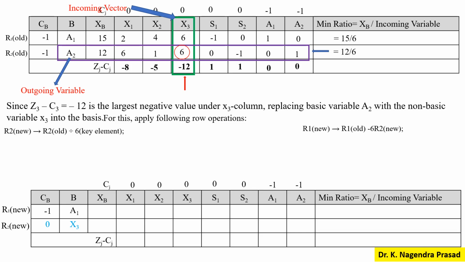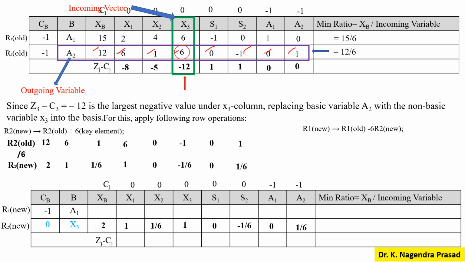So here the motivation is: A2 is leaving the basis and A2 coefficients are 0 and 1. Similarly, the x3 variable enters into the basis, so we have to modify its coefficients also to 0 and 1 by following row operations. First we look at the first row operation, that is R2 new equal to R2 old divided by 6. First we write down the R2 old elements, that is 12, 6, 1, 6, 0, minus 1, 0, 1, and divided by 6 will give the R2 new.